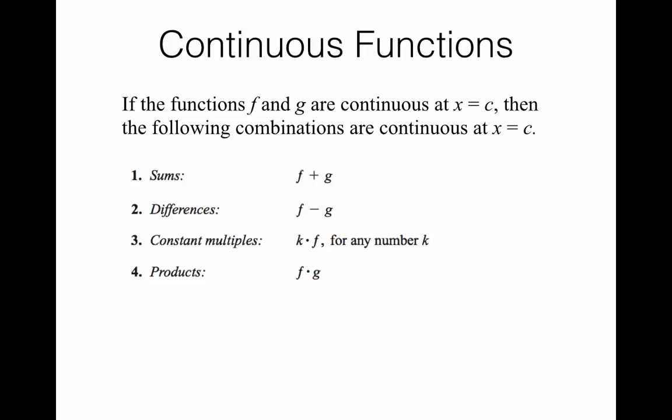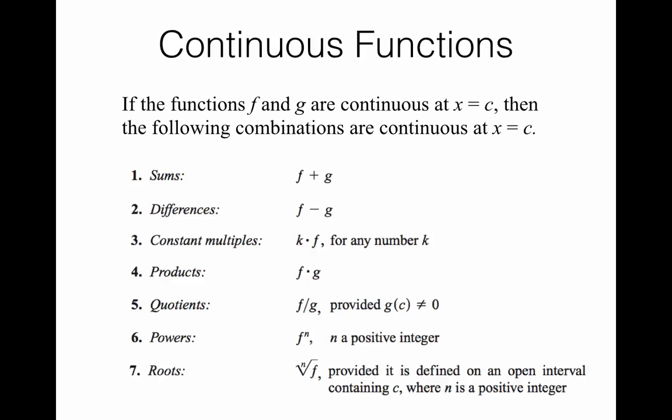The product of two continuous functions, f times g, will also be continuous. And the quotient, f divided by g, will be continuous at c as long as you're not dividing by 0, so as long as g of c does not equal 0. If you take a continuous function f raised to a positive integer power n, this function will still be continuous at c. And square roots, or any nth root, provided that n is a positive integer and you're not ever taking an even root of a negative number, then the nth root of a continuous function f will still be continuous at c.